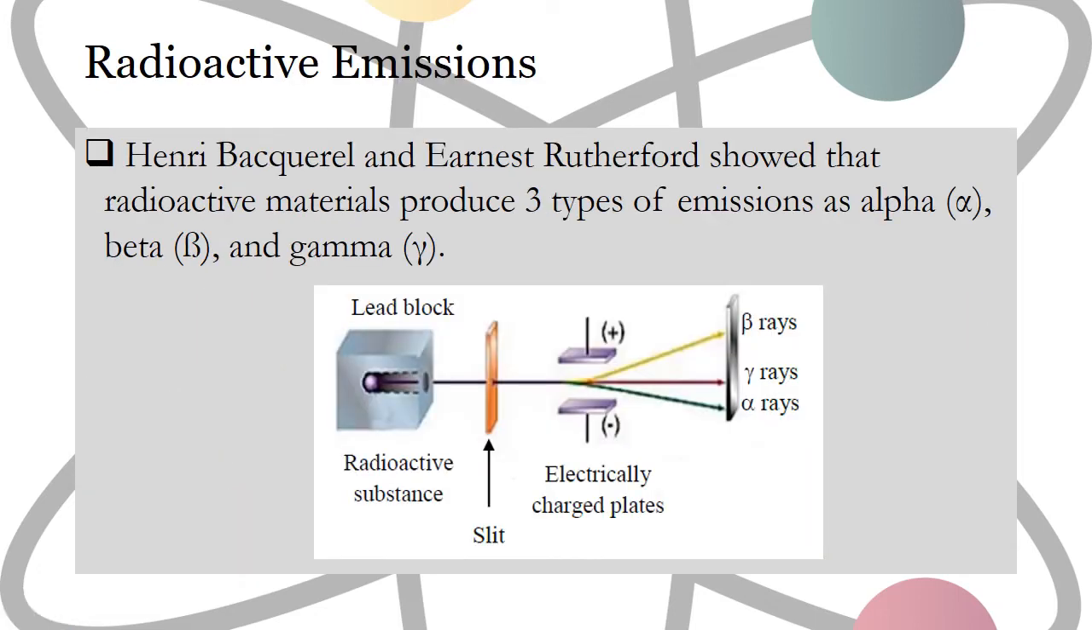Radioactive emissions. Henri Becquerel and Ernest Rutherford showed that radioactive materials produce three types of emissions: alpha, beta and gamma. What you can see in the picture below is how this experiment was conducted and the pathways of these three radioactive emissions.